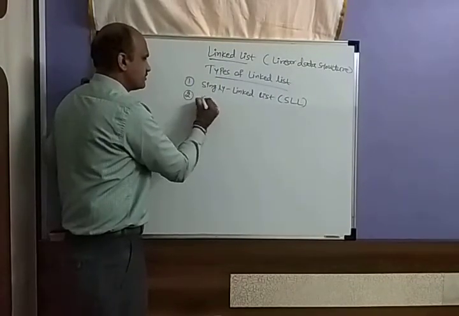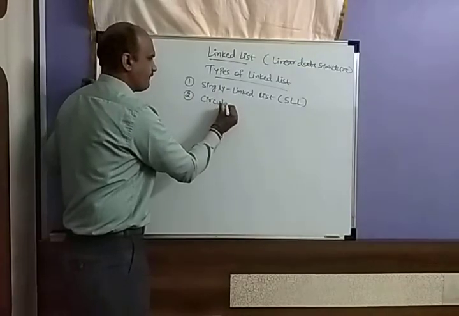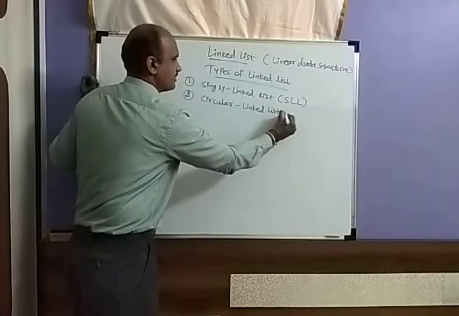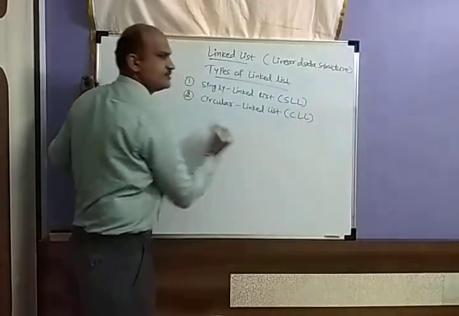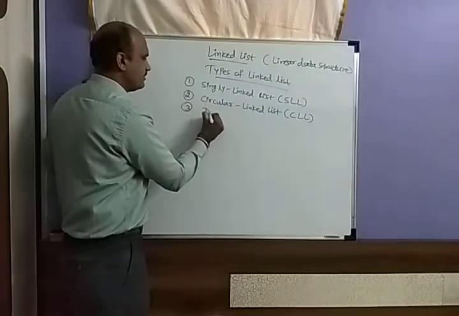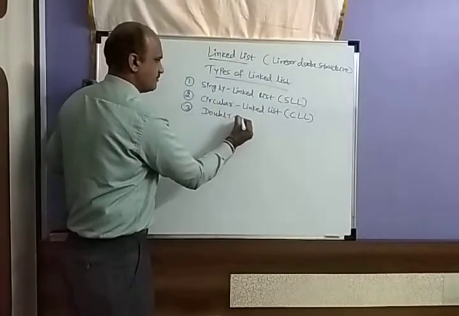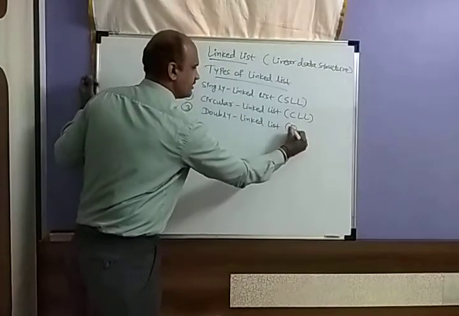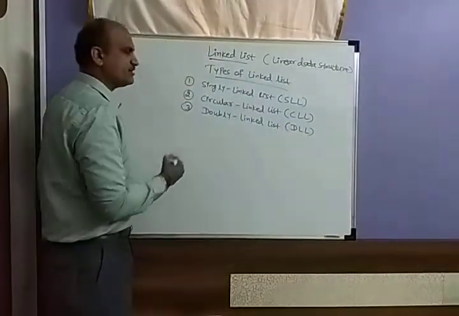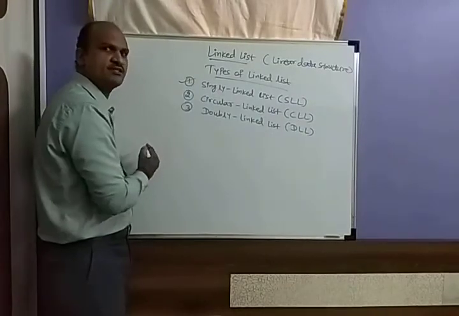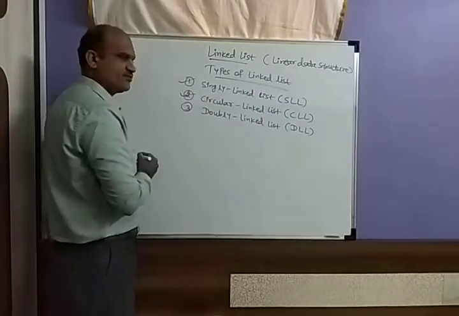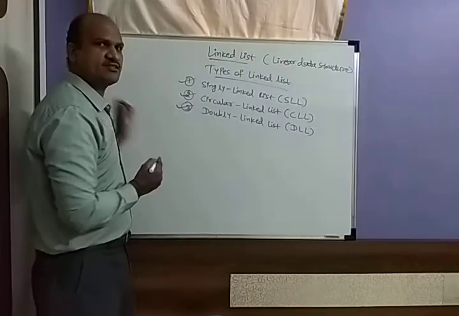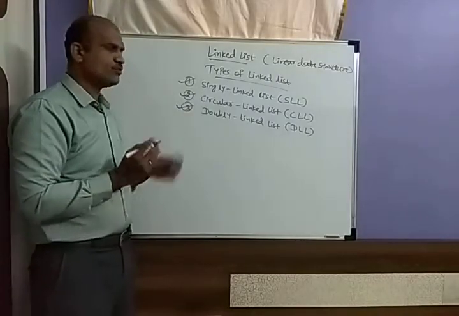The second one is the circular linked list, that is CLL. The third one is the doubly linked list, that is called DLL. So these are the three types: singly linked list, SLL; circular linked list, CLL; and doubly linked list, DLL. We'll see them one by one.